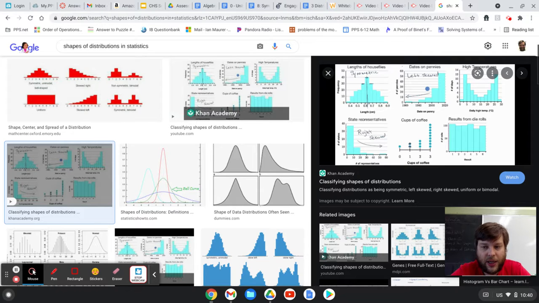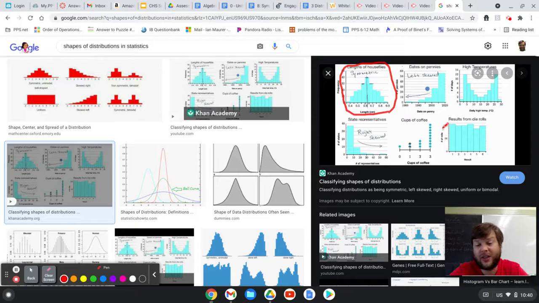In class on Tuesday, I mentioned that the height of adults is an example of a symmetric distribution. If you look right here on the Khan Academy example, they used lengths of houseflies for a very similar reason. Flies get bigger and smaller equally likely. It's equally likely to be a super big fly as a super small fly, just like it's equally likely to be a taller than average adult or a shorter than average adult. So you get a symmetric distribution.